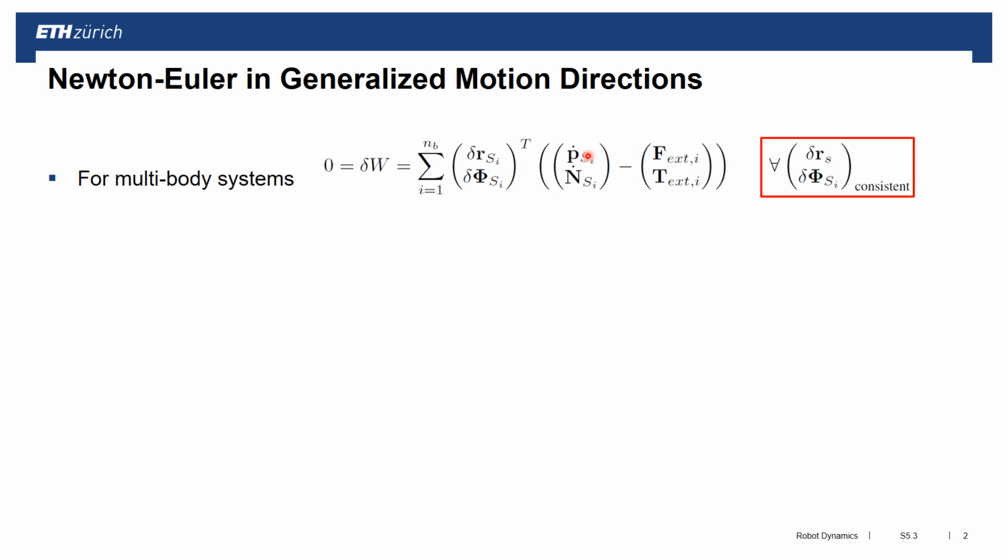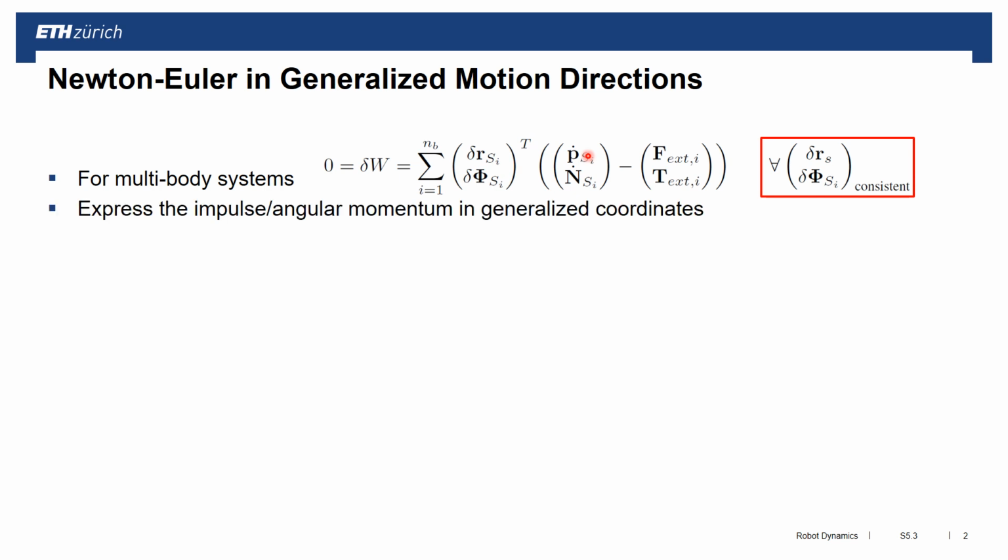To do so, we're going to go back to generalized coordinates, which we introduced as a way to describe the motion with a minimal set of parameters. So what we have to do is express impulse and angular momentum as a function of generalized coordinates. What do we need for this? As we know, impulse is a function of velocity, so we need to express linear and angular velocity as a function of q dot, and we have to do the same thing for linear and angular acceleration, which is a function of q double dot and q dot.